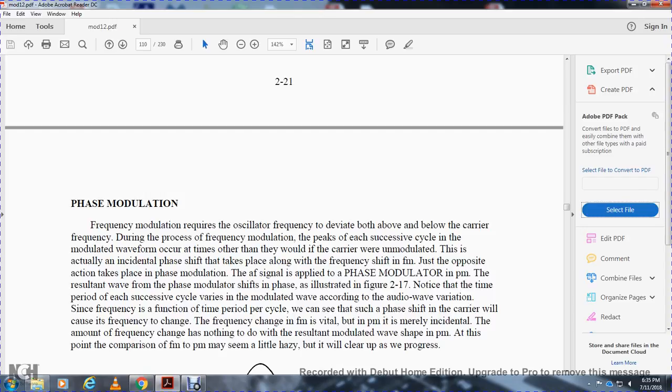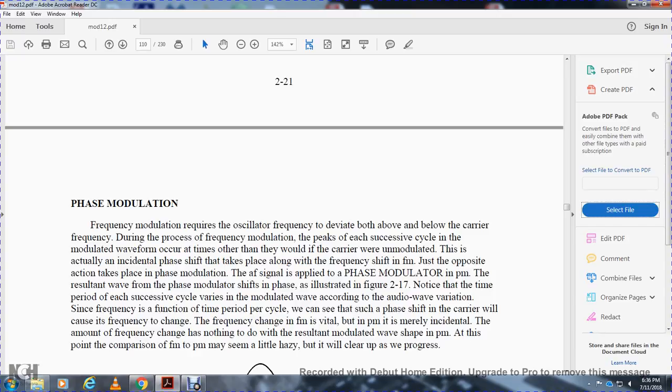Alright, phase modulation. Frequency modulation requires the oscillator frequency to deviate both above and below the carrier frequency. During frequency modulation, the peaks of each successive cycle of the modulated waveform occur at times other than when they would if the carrier were unmodulated. This is actually a phase shift that takes place along with the frequency shift in FM. Just the opposite action takes place with phase modulation. The audio frequency signal is applied to the phase modulator in PM, thus the resultant wave of the phase modulator shifts in phase, as illustrated in Figure 217, over the time period of each successive cycle, varying the modulated wave according to the audio wave variation.